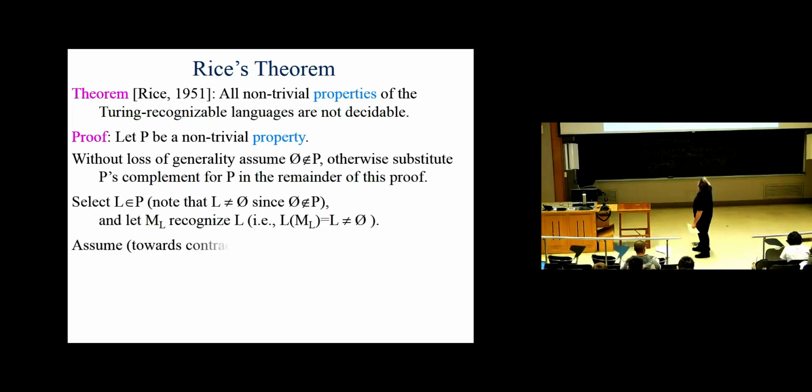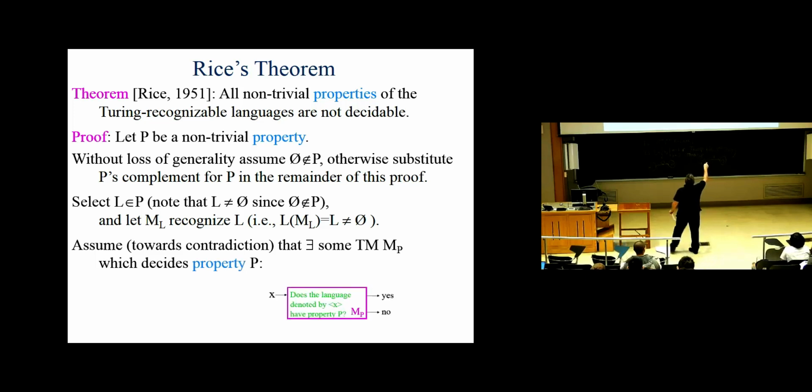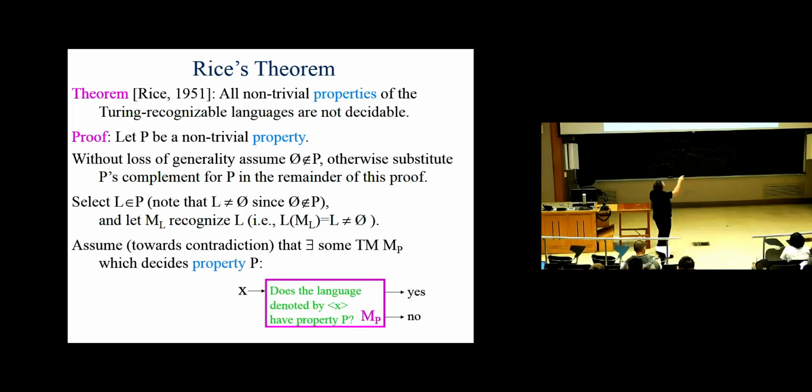So let P be some non-trivial property, we'll just call it P, and assume that the empty language is not one of those languages in P, otherwise substitute P bar, the complement of P, for the rest of the proof. Because remember, a language is decidable if and only if its complement is decidable. How many get that? Why? What's the proof for that? If a language is decidable, why is its complement decidable?